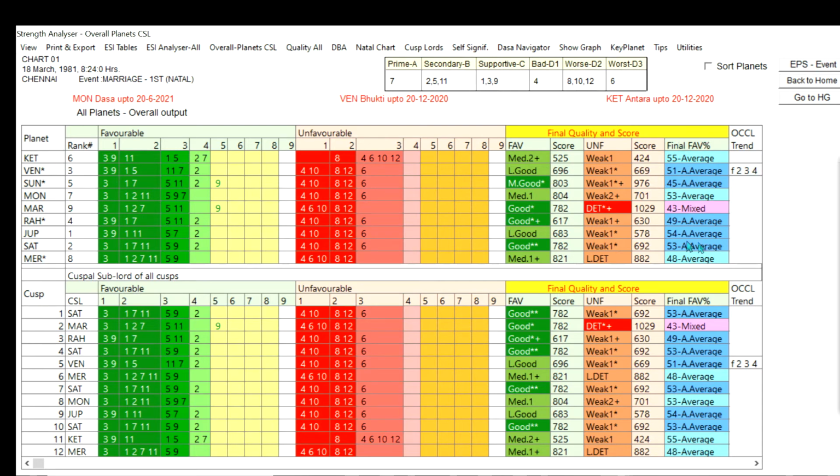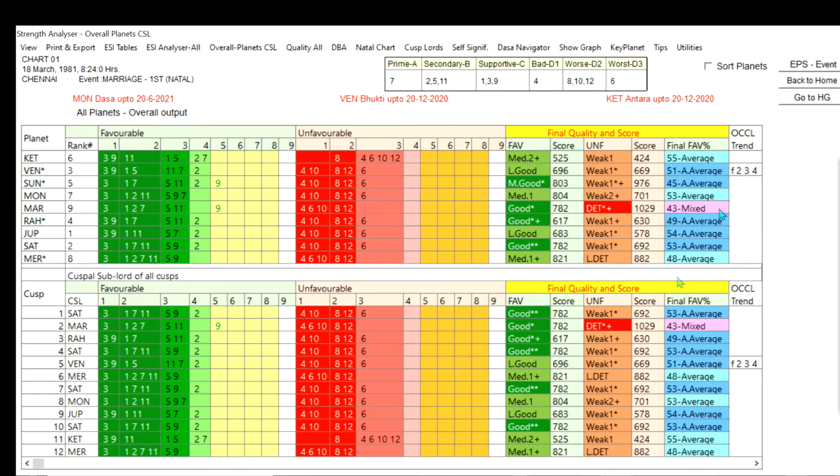What is the use of all these 9 planets? By looking at the final favorable percentage and their quality, you can see each planet's overall strength. For all 9 planets of this native's chart, for the event of marriage, you can see above average, average and mixed only. No low, good, nothing is there. It's not a good planet. No planet has got good, meaning no planet is having more than above average. It means it is only an average chart for the marriage prospects.